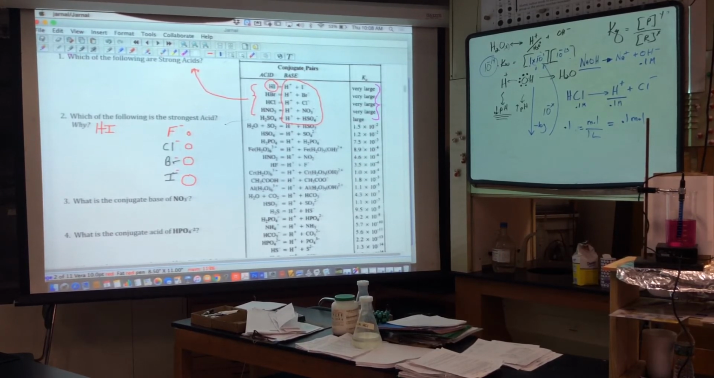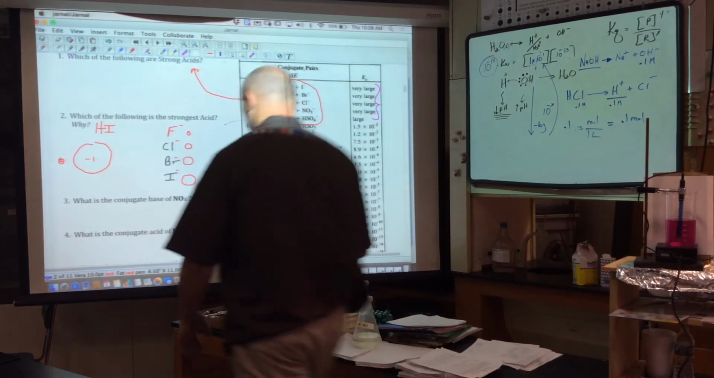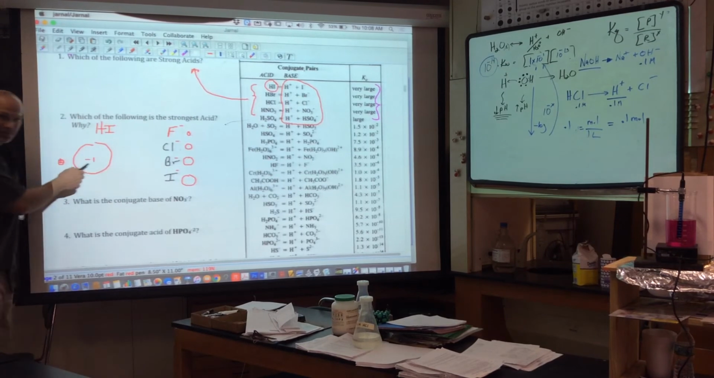Now think with me for a second. Why would HI dissociate more than the others? Because it's so large it can't attract. Because it's so large in a -1, these are all -1, that it doesn't attract this conjugate base very well.